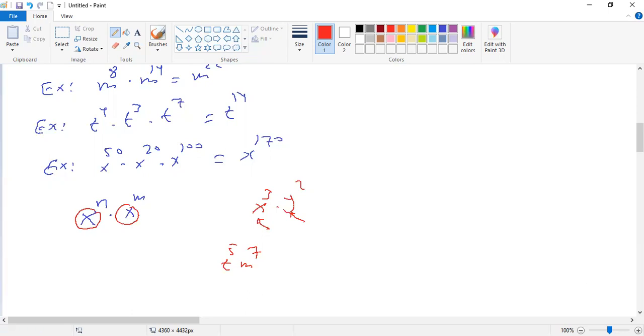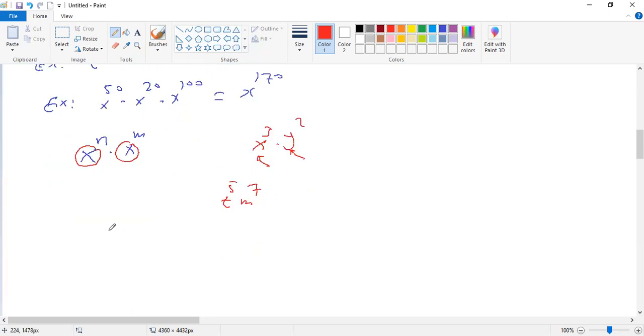Now, in the opposite case, if I say x to the power 3 times x to the power 3, clear, no problem, because the bases are the same, x and x, so we can add. The sum is 6. That is x multiplied by itself 6 times. So the bases are the same, not different.